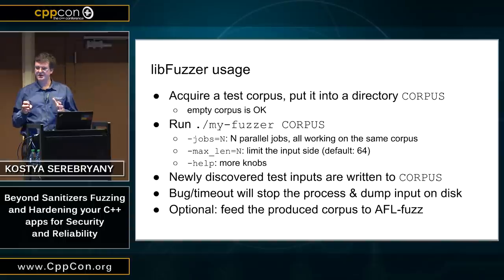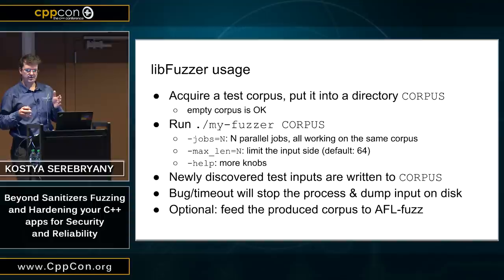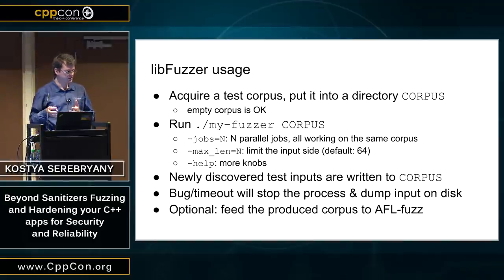If libFuzzer discovers some new interesting test input, it is instantly added to the corpus directory. And if there are other fuzzer processes running on the same machine, they will pick up the new test inputs. If a bug is caught or a timeout is detected, libFuzzer will stop the process and dump the reproducer on disk, so that you will have the error message and the reproducer in your log file, all of it.